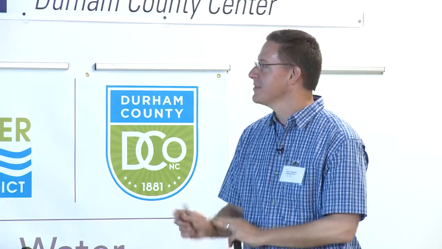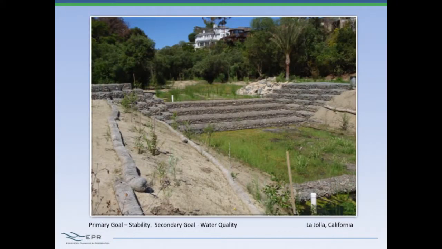So even though they were totally focused on stability, they had this desire to say, we can do more than just stability. We can get some water quality improvements too, and we're going to push it a little bit to see if we can do that. Yeah. Do they call that restoration? This is what they call restoration, yes.